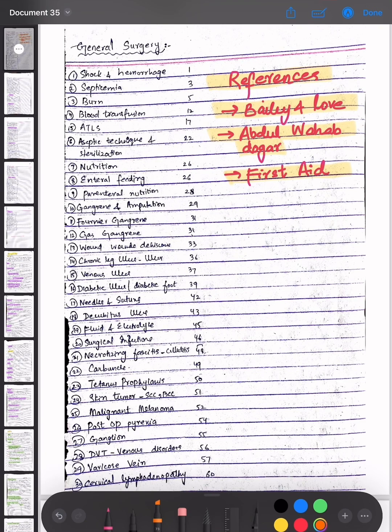Hello everyone, we have started the preparation for our general surgery subject. These notes are made from the surgery books Bailey and Love, the Abdul Wahab Dogar book, and some points from the First Aid book. We have already discussed all these topics.